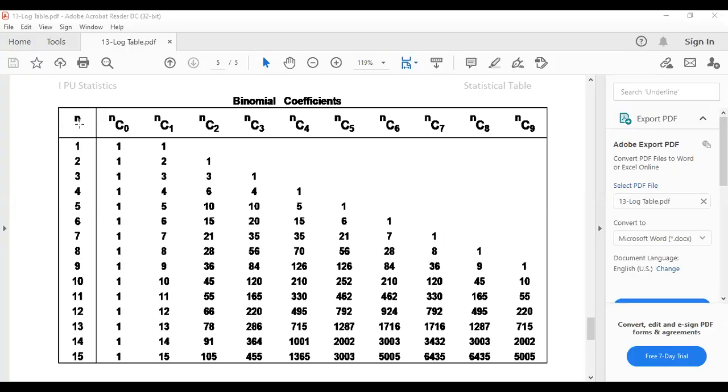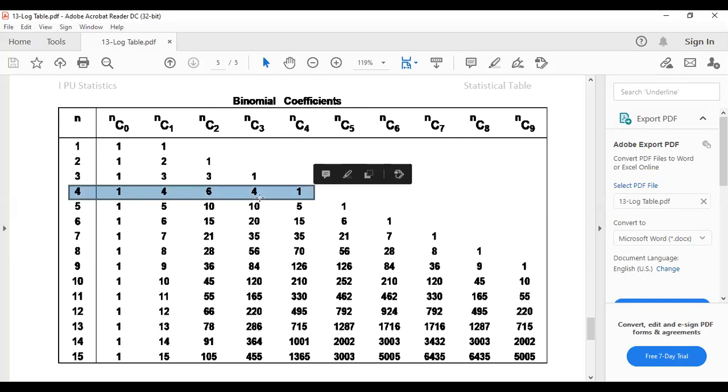Binomial coefficients, here n is equal to 4 and the values NC0, NC1, NC2, NC3 and NC4. So these are the values. The values are 1, 4, 6, 4 and 1. These are the values, 5 values. This is written in the form.